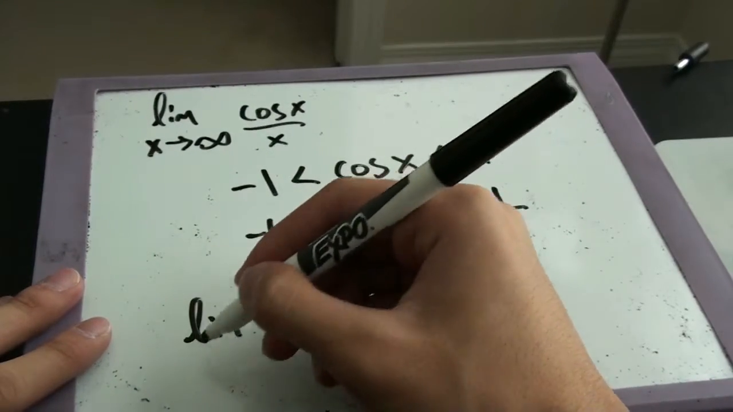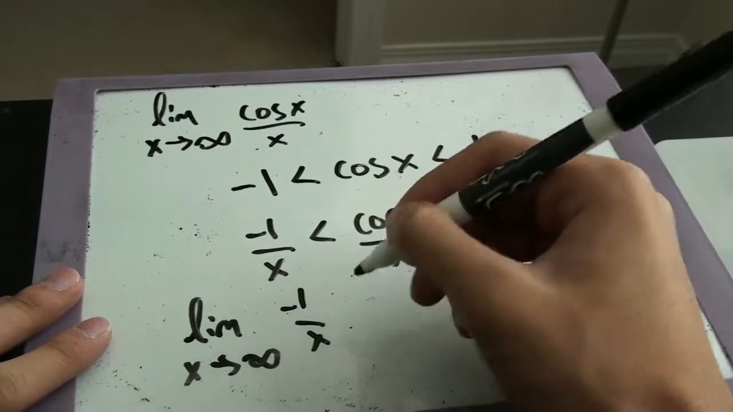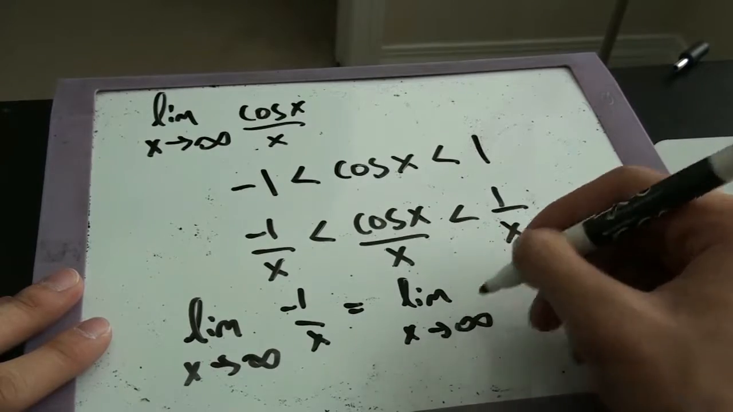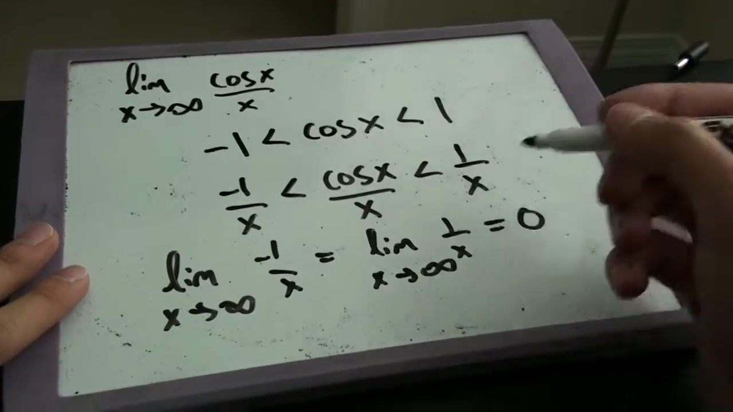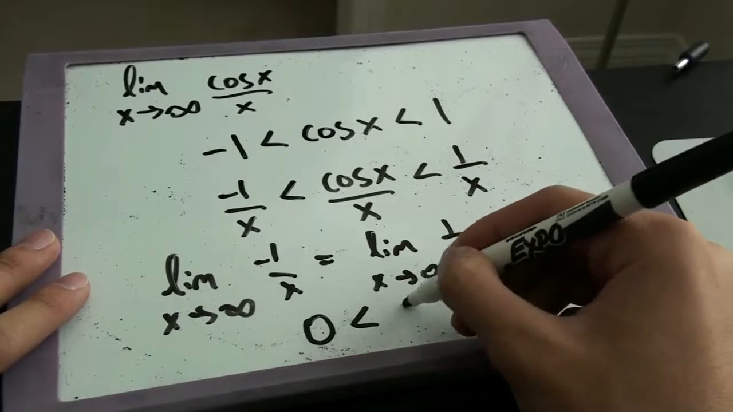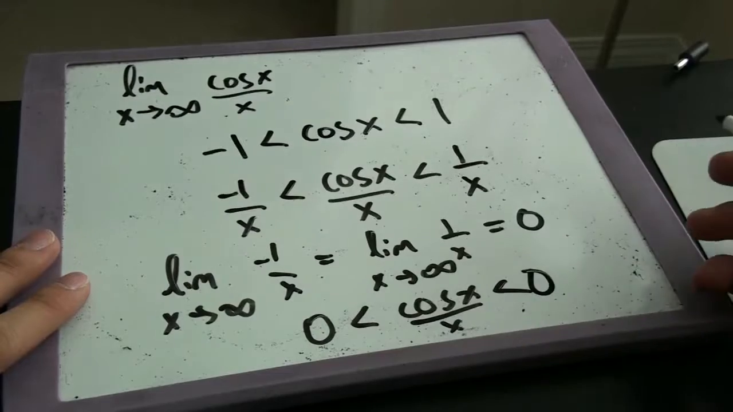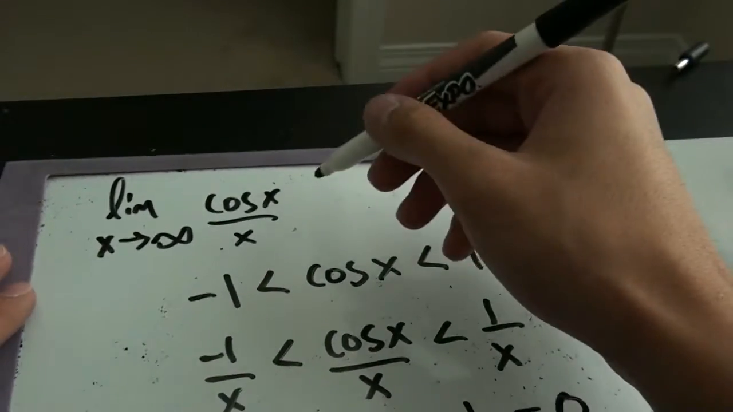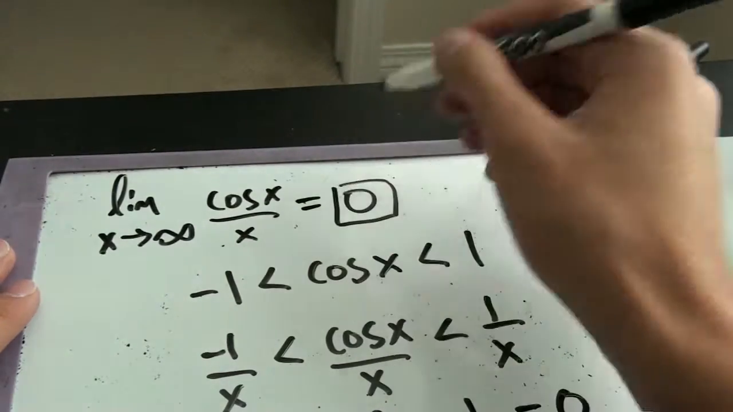So it will be the limit as x approaches infinity of negative 1 over x, which is going to equal the limit as x approaches infinity of 1 over x, because these will both simply equal 0. Now when we do this, it will be 0, cosine x over x, and 0. And by using squeeze theorem, we can conclude that the limit as x approaches infinity of cosine x over x is 0 through squeeze theorem.